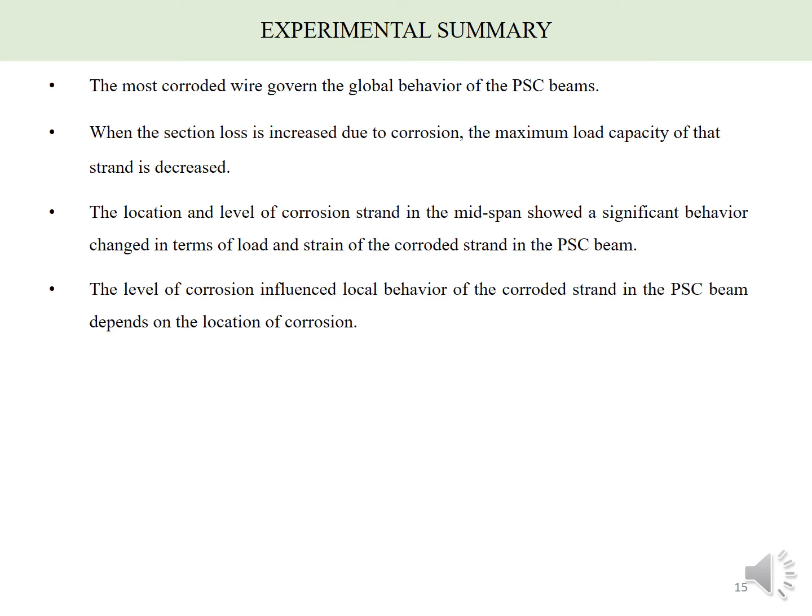Summary for the experimental study: we see that the most corroded wire governs the global behavior of the PSC beams. When the section loss is increased due to corrosion, the maximum load capacity of that strand is increased. The location and level of corrosion strain in the midspan show a significant behavior change in terms of load and strain of the corroded strand in the PSC beam, and the level of corrosion influences the local behavior of the corroded strand in the PSC beams depending on the location of corrosions.